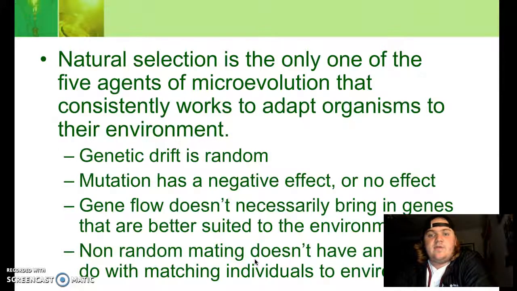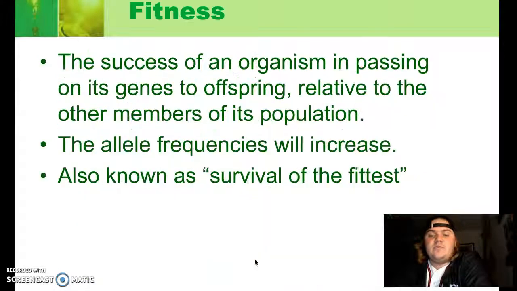And natural selection is only one of 5 agents of microevolution. That is the only one that consistently works to adapt organisms to their environment. Because genetic drift is random, mutation has a negative effect or no effect. Gene flow doesn't necessarily bring in genes that are better suited to the environment, and non-random mating doesn't have anything to do with matching individuals to the environment.